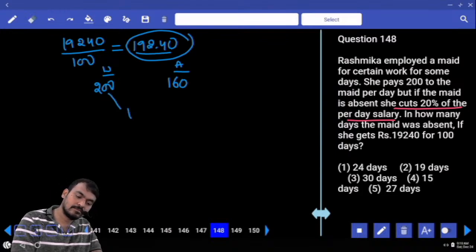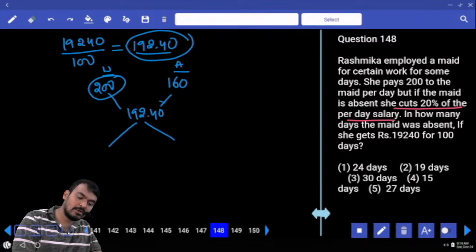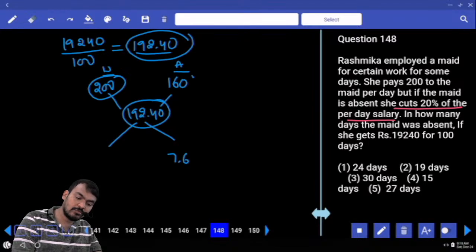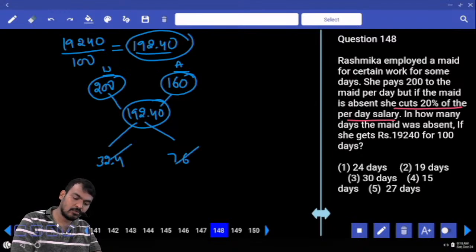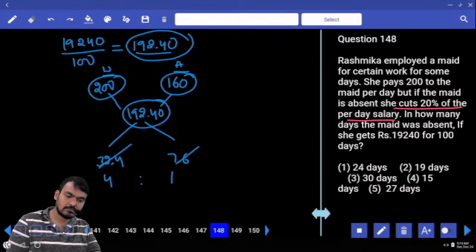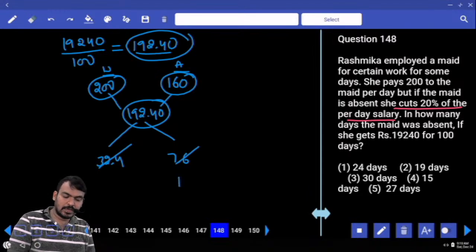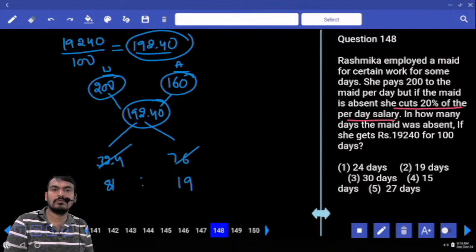192.40. By using alligation, what is the difference between 200 and 192.40? 7.6. 192.40 and 160 difference, 32.4. Okay. 76 is almost 4 times. Correct, but check once more. 4 how many times? 19. 4 how many times? 8. 1. So 81 is to 19.